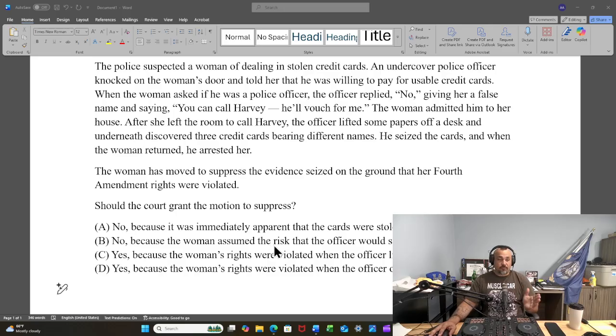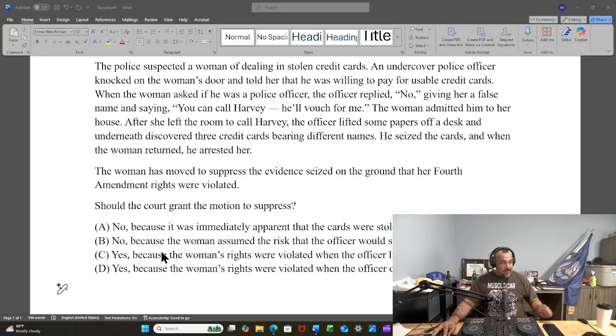She assumed the risk only insofar as anything in plain view in that room would have been fair game. But because he had no probable cause or a search warrant to lift those papers, he violated her Fourth Amendment rights. What happened here is that it's an illegal search. And of course, she's moving to suppress the evidence that was seized, the cards. The reason those seized cards were obtained in violation of her Fourth Amendment rights is because he did an unlawful search of her desk in that room. He lifted the papers when he had no PC and he had no search warrant.